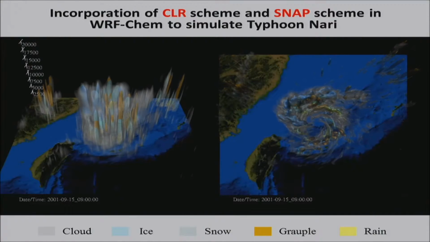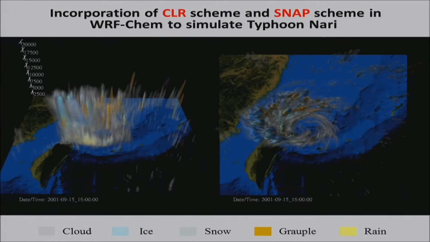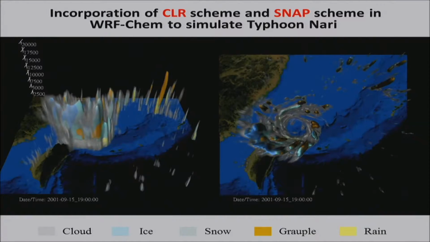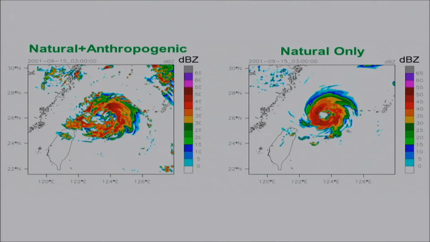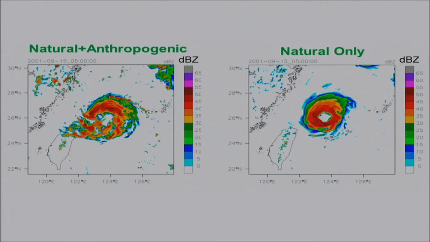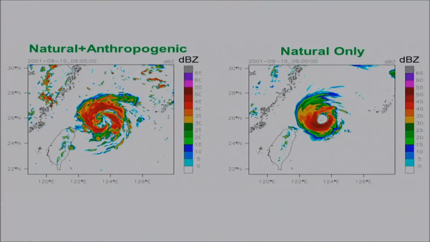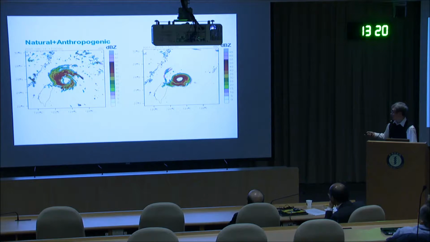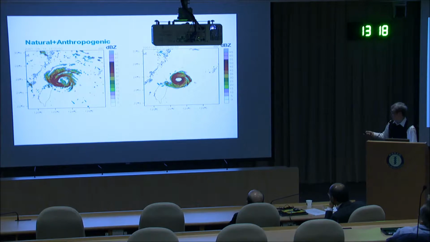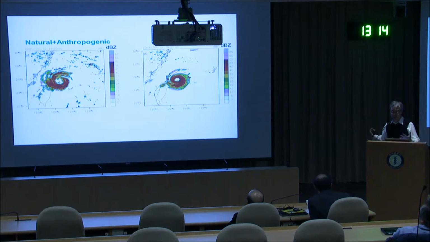Okay. So we try to simulate the same typhoon using real aerosols. Here are some new results. These are the natural plus anthropogenic aerosols, and these are only natural aerosols. You can see the structure of the typhoon is very different. The anthropogenic effect makes the typhoon larger, much broader.